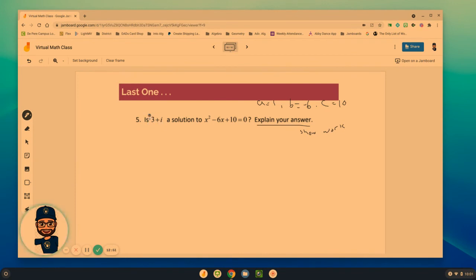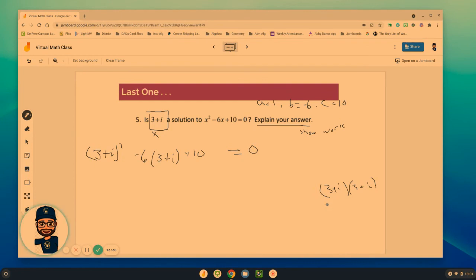However, I'm going to plug this in for all of the x values in here. 3 plus i quantity squared minus 6 times 3 plus i plus 10. And whatever I get over here, I want it to equal 0. Does that equal 0? You've got to be careful with 3 plus i quantity squared. 3 plus i times 3 plus i. We'll forget to do that for multiplications if we don't write it out twice.